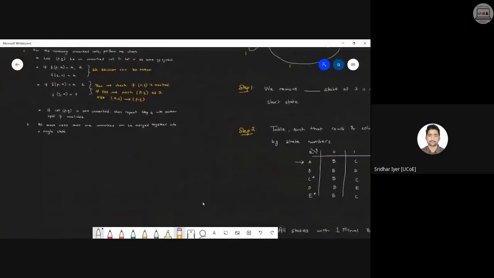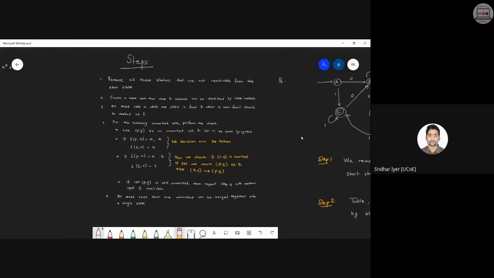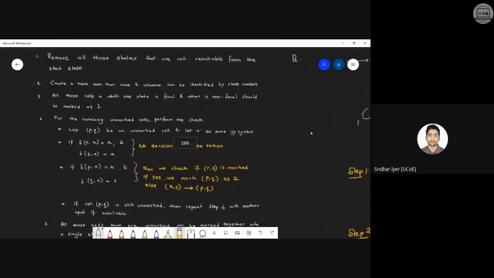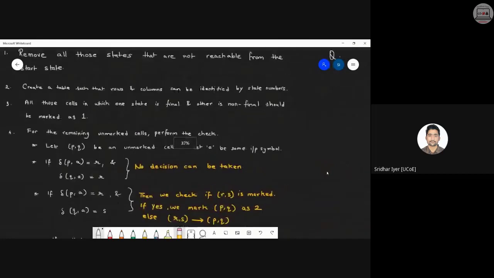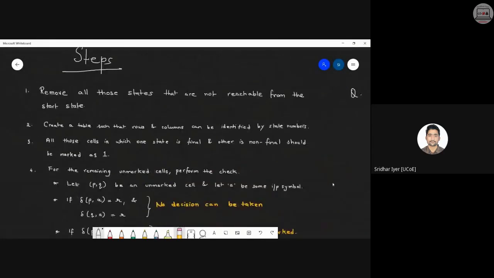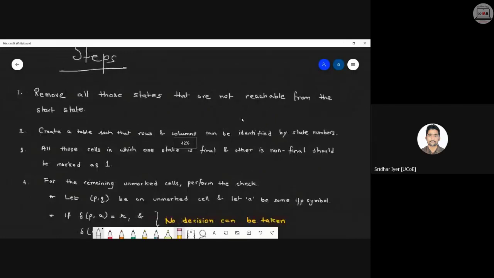Let me go through the algorithm involved in it. It takes a longer time. That's why very few questions have been asked on this topic so far. Let's go through the algorithm and then it will be clear.